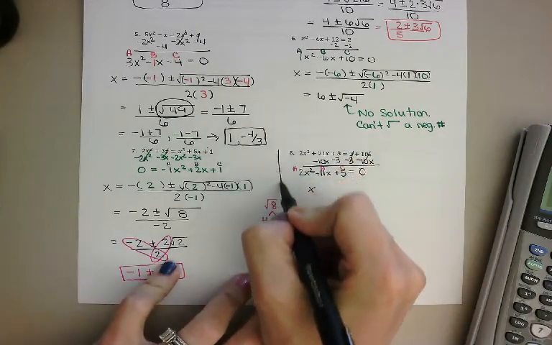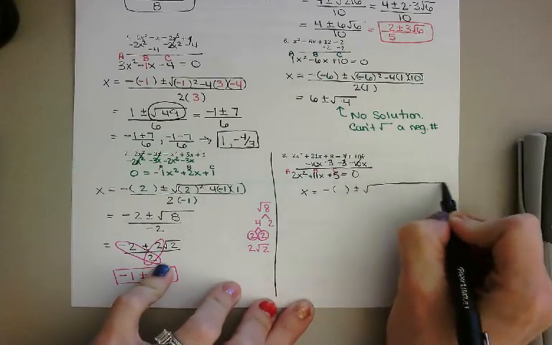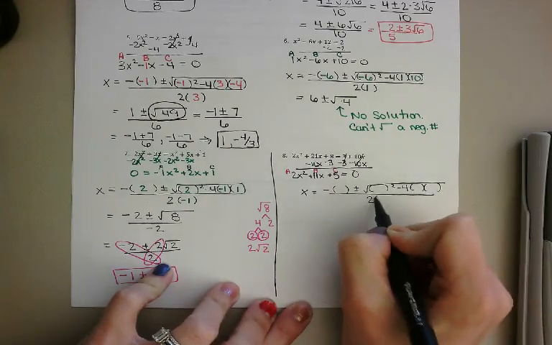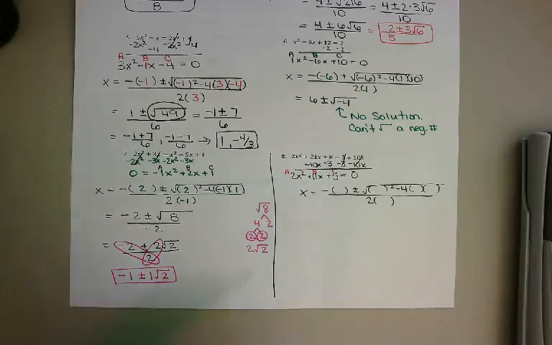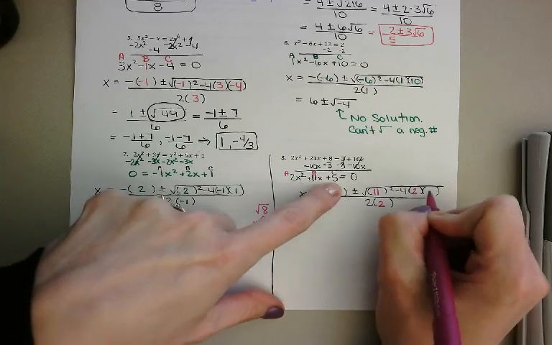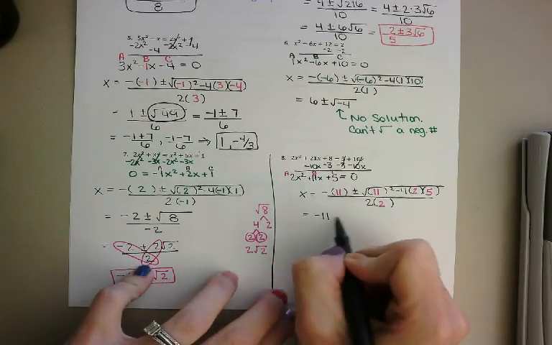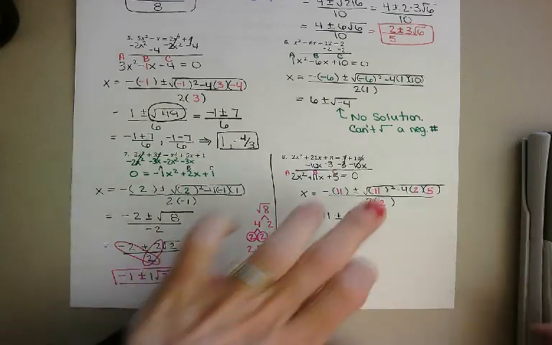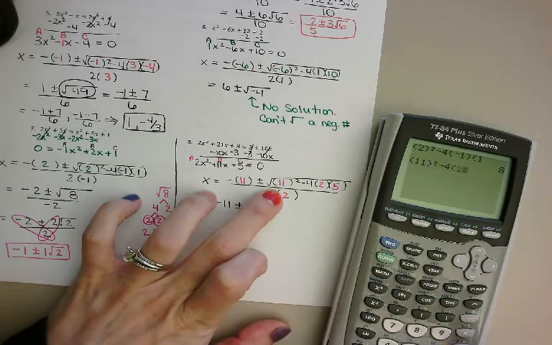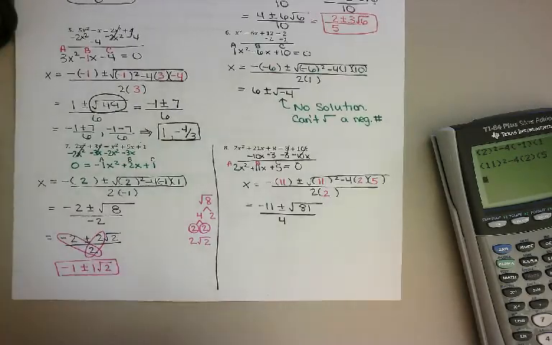And I'm going to say x equals negative b plus or minus the square root of b squared minus 4ac, all over 2a. All right, plugging in my values, so I've got an 11 and an 11. My a is 2, and my c is a 5. So this simplifies to negative 11 plus or minus the square root of, we're going to take 11 squared minus 4 times 2 times 5, so we get 81. And we're going to divide that by 4.